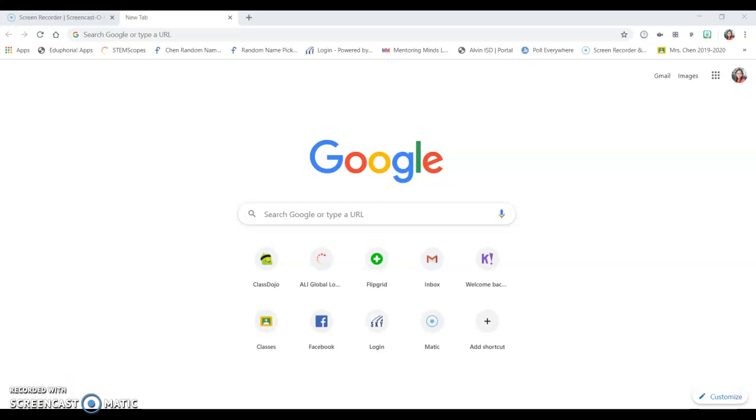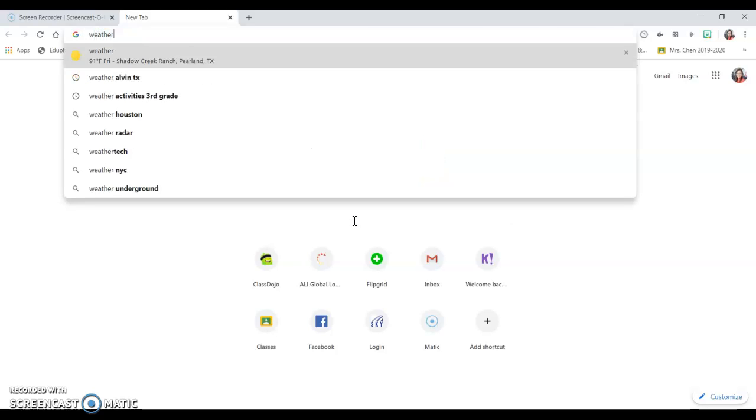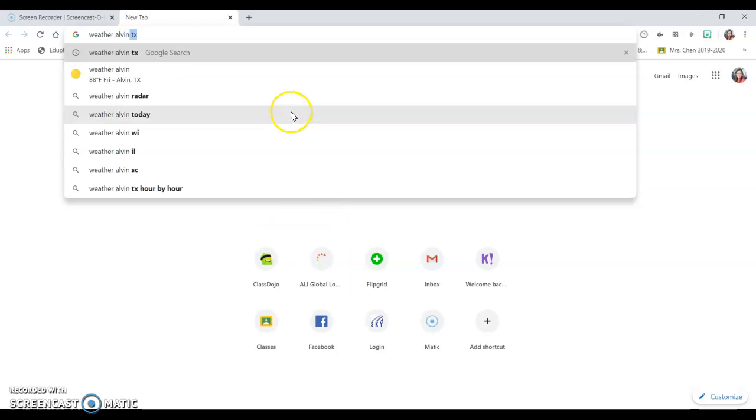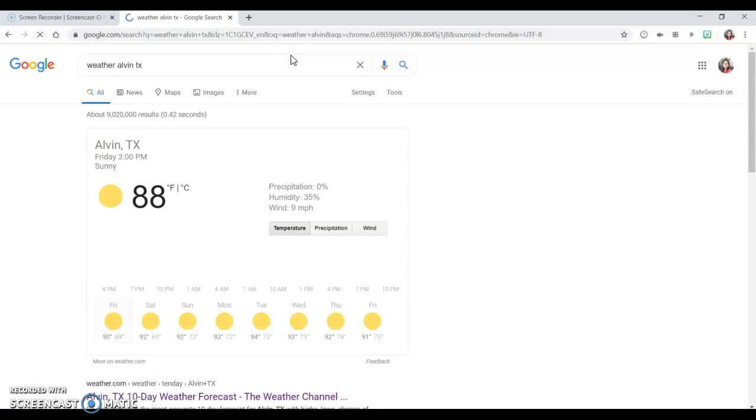First, you can go to your search engine. You can type in weather and the city you want to look for. For example, I'm looking for the weather in Alvin, Texas. Oh, it's already up there, so I can just click it. Here, it already shows you the weather in Alvin, Texas.